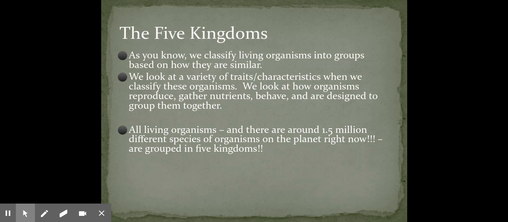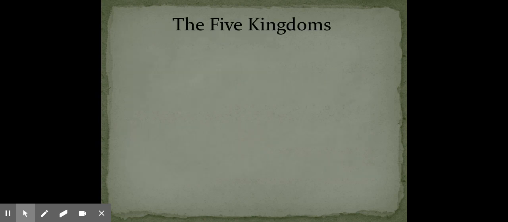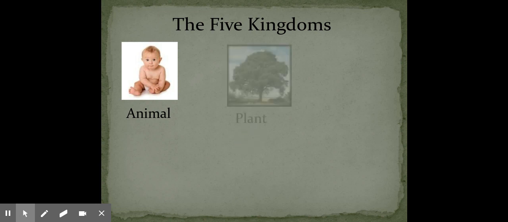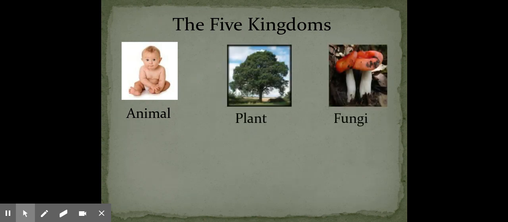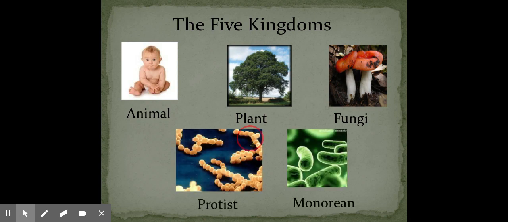All living organisms, and there are about 1.5 million different species, are grouped into five kingdoms. Each organism in each kingdom shares a number of similar characteristics. They aren't identical, but they are similar. So, just to review, the five kingdoms are animal kingdom, plant kingdom, which we discussed yesterday, fungi, protist, and monerans.